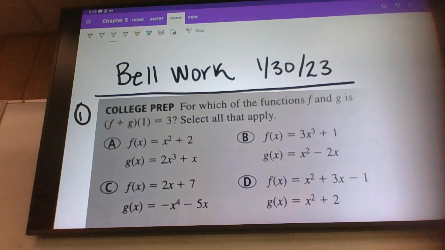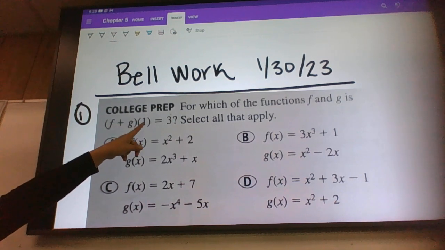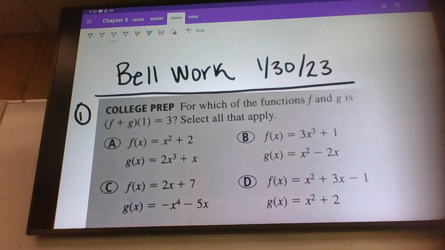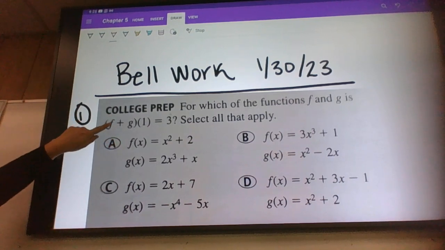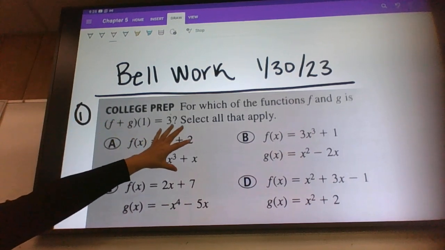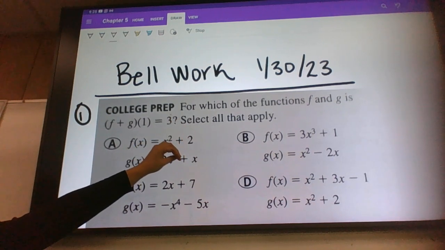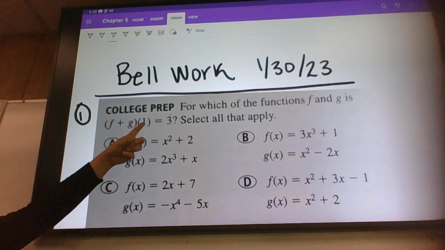Okay, so there's two great methods of doing this. One method is to take the 1 and plug in for x, and then add them together. I'm not going to do it that way because I don't think it's helpful for today's lesson. So what I'm going to do is add f and g, combining like terms. Then I'm going to plug in 1 for x and see which one the sum is 3.